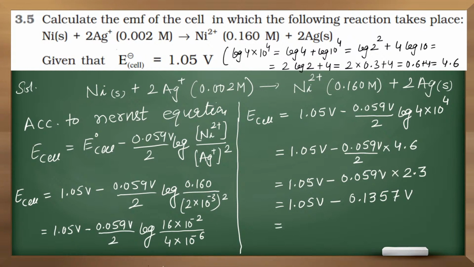So 1.05 minus 0.1357, so it is 0.9143 volt. So E cell comes out to be 0.9143 volt. Is it okay? Yes, beta. Any doubt?